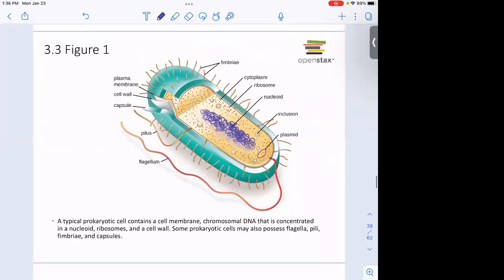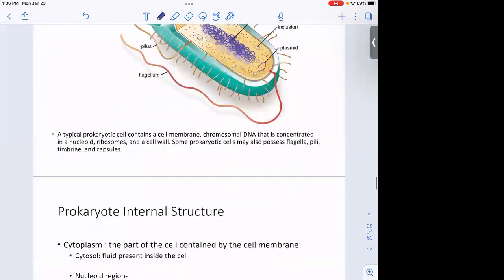Okay, so that's pretty much the outside of the cell. We're ready to move into the prokaryotic cell. And it seems like we spend a lot of time on the outside. There's much less going on inside, so not to worry too much.